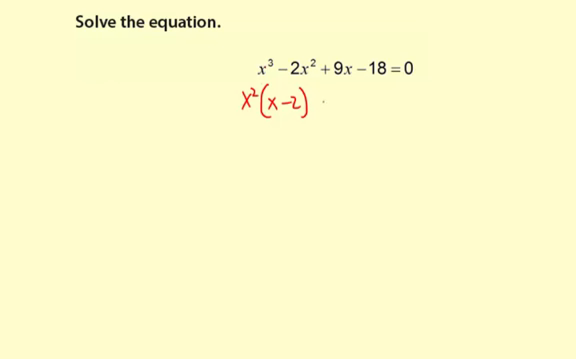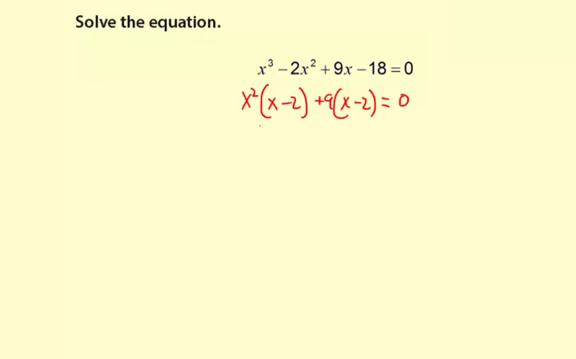The second 2 terms have a 9 in common, so I'm going to put plus 9 times x minus 2, because 9 times x makes 9x, and 9 times negative 2 makes negative 18, and that equals 0. So factor by grouping will work because these x minus 2's are both the same. If they weren't the same, we couldn't factor by grouping.